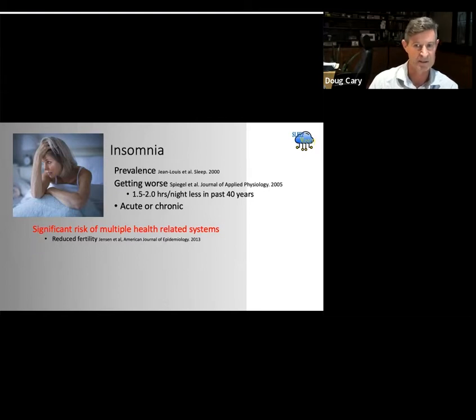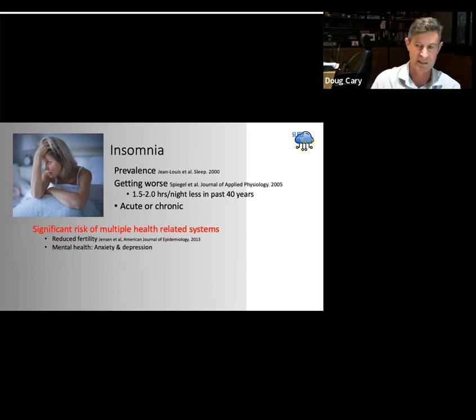In the females, it's less egg production, and also reduced fecundability, which means less efficiency of egg fertilization. So both males and females are affected by short sleeping. Mental health is a big thing.